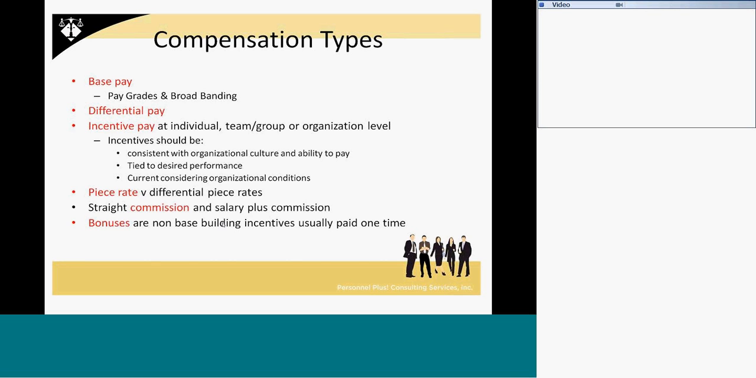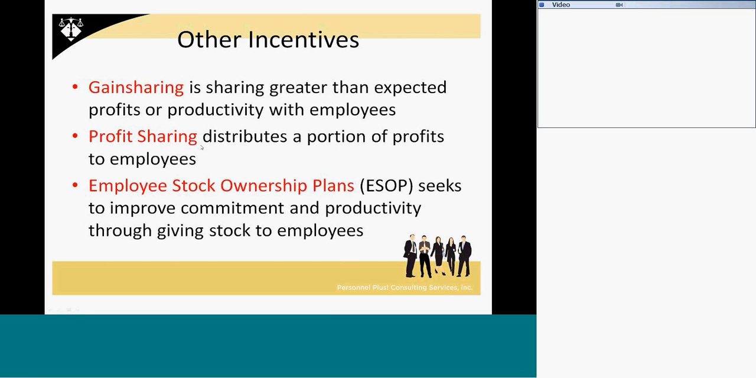Bonuses are typically non-base building, using the definition I gave you a couple of slides back, and are usually paid one time. Some employers spread bonuses out over a month or even over a quarter, but more commonly they're paid on a one-time basis, like it's Christmas or something along those lines.